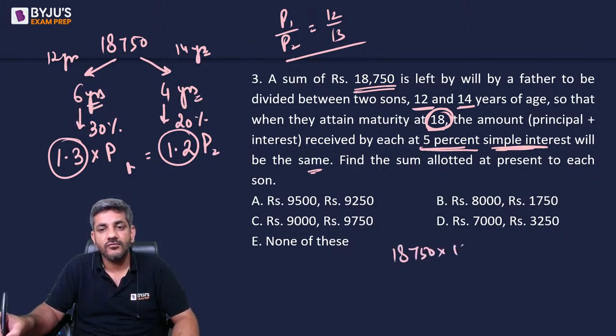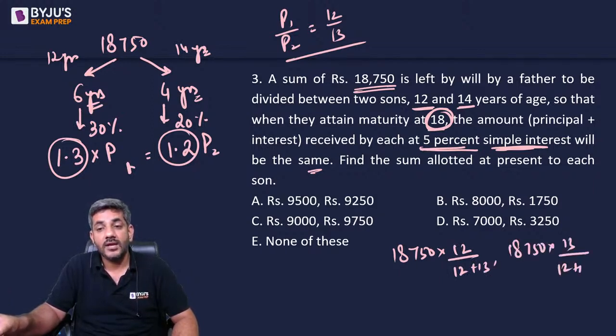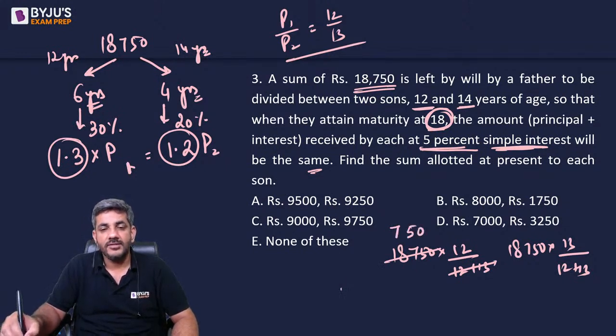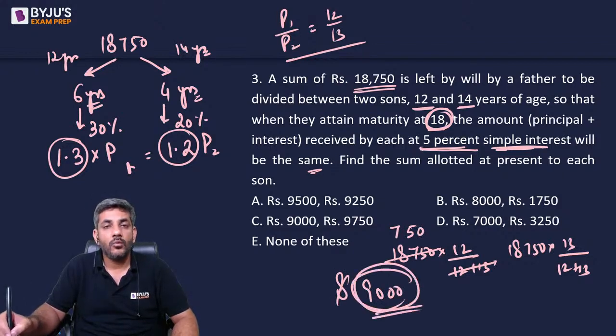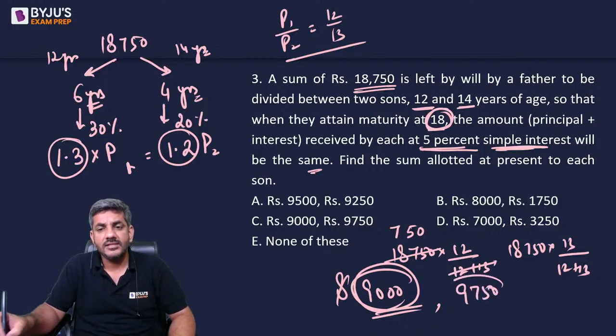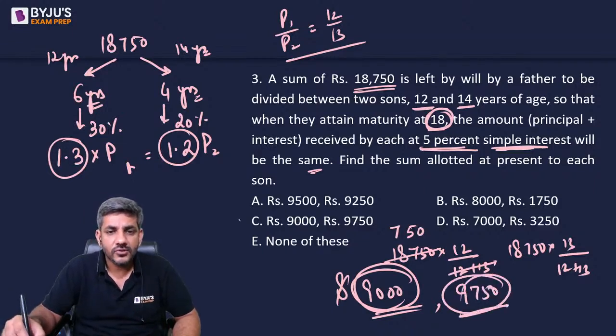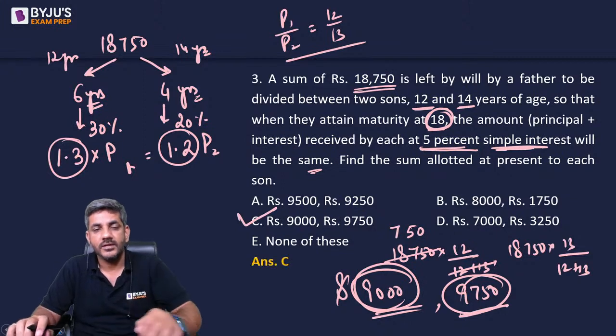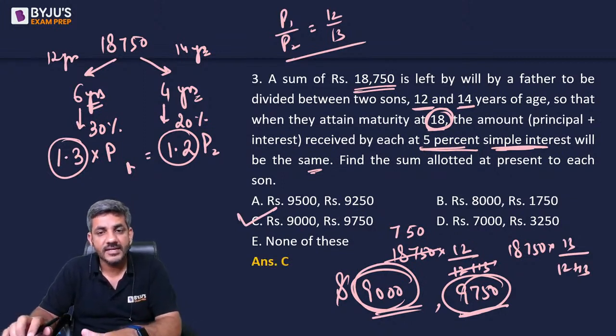So I can say one of them would be 12 by 12 plus 13 and the other one would be 13 by 12 plus 13. So 25 would cancel it out at what? 25 sevens are 175 and 25 fives are, and 12 into 750, it is 9,000. So 9,000 is the principal of one guy, and the remaining, that is 18,750 minus 9,000, 9,750 would be with the other guy. So my answer for this question is going to be option C. So C is the right answer for this question.